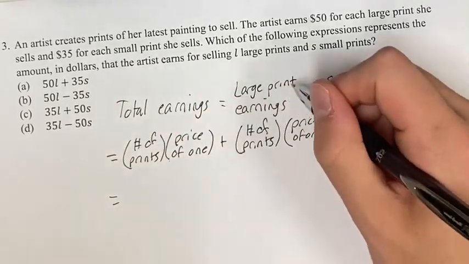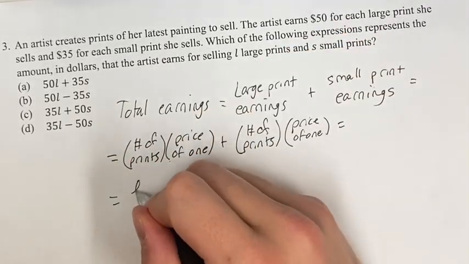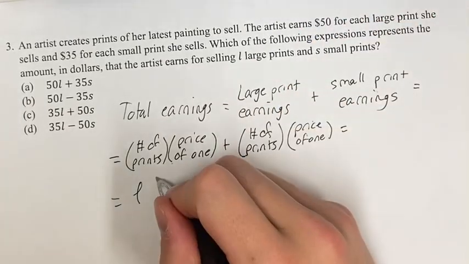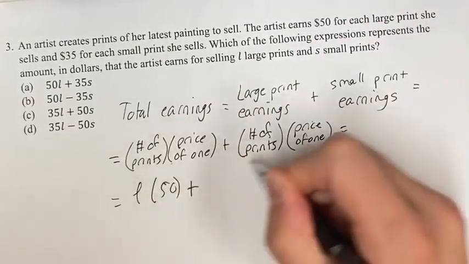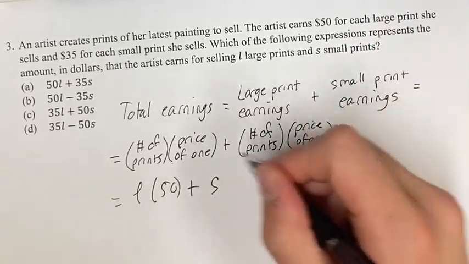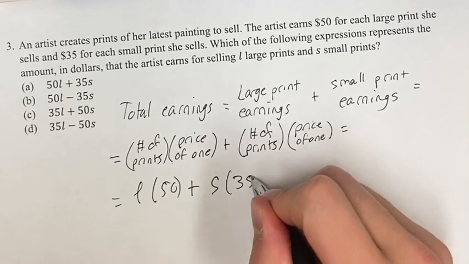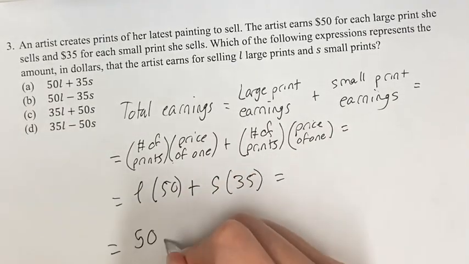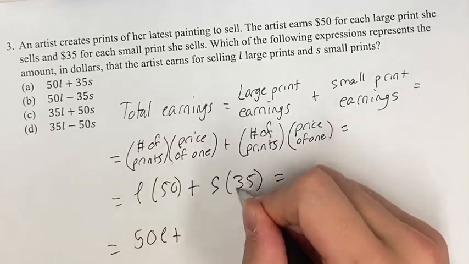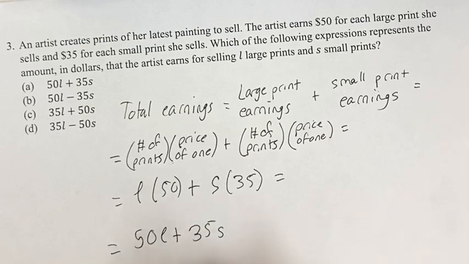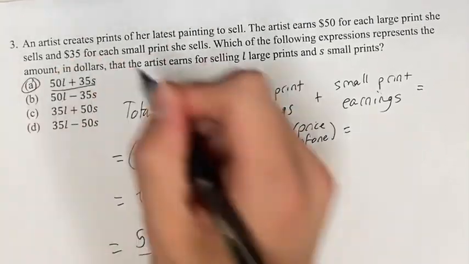The number of prints she's making for the large prints is L. The price of one of the large prints, or the amount she's earning, is 50. Plus the number of small prints, we're told, is S. And the amount she's earning is 35. So we have 50 times L is 50L plus S, 35 times S, 35S. This correlates with A, which is going to be your final answer.